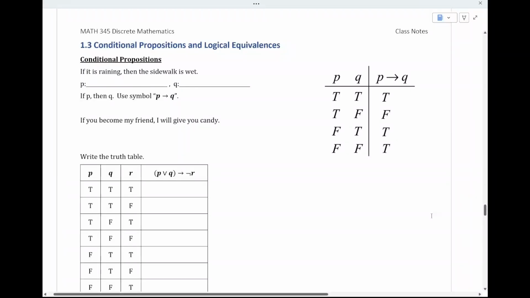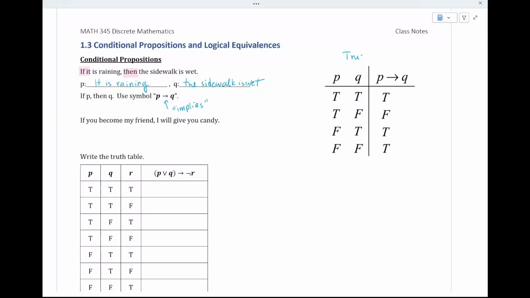First up today, we'll look at what is a conditional proposition. A conditional proposition is a classic if-then statement. If it is raining, then the sidewalk is wet. Here we can let proposition P be it is raining, and then Q would be the sidewalk is wet. If P then Q, we use the symbol P and then an arrow Q. This is read implies. So this would be read P implies Q.